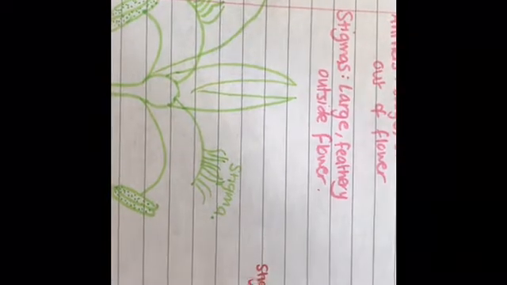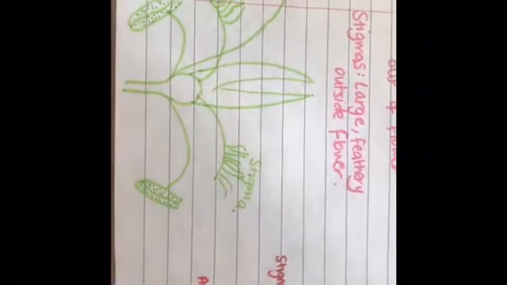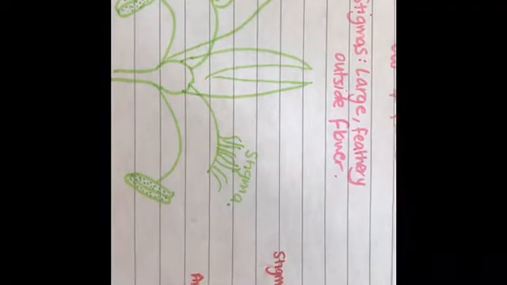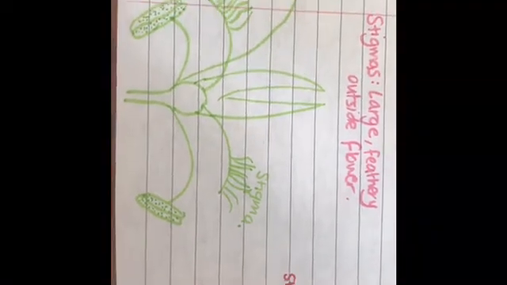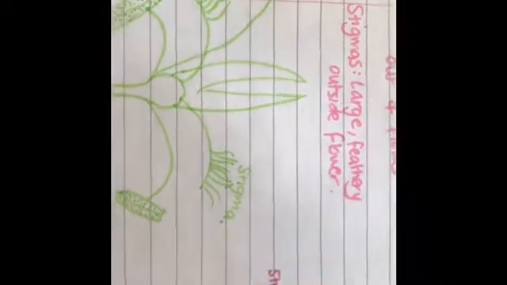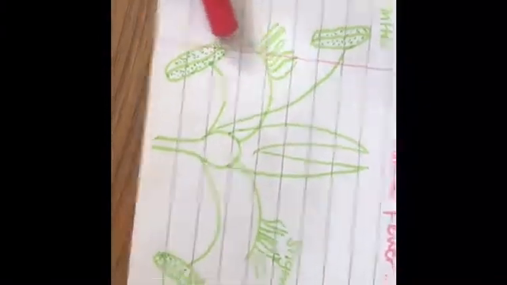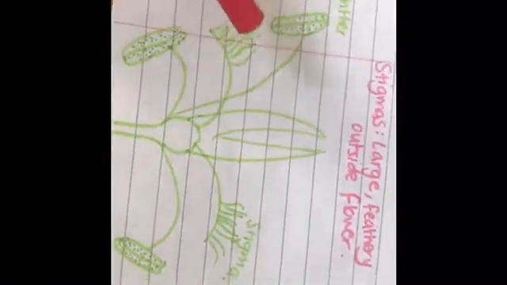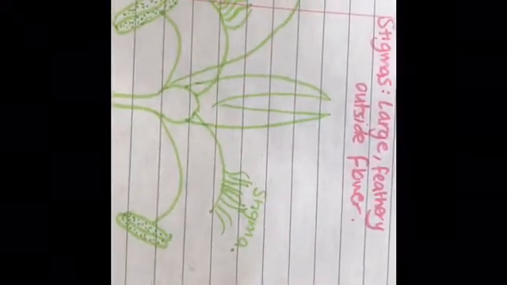So the pollen is being brought away from those anthers that stick out of the flower, and then the wind is carrying those pollen grains, and that pollen is getting stuck in these stigmas here. So the stigmas here are large and feathery looking, and they stick out from outside of the flower unit so it can trap the pollen grains in it.